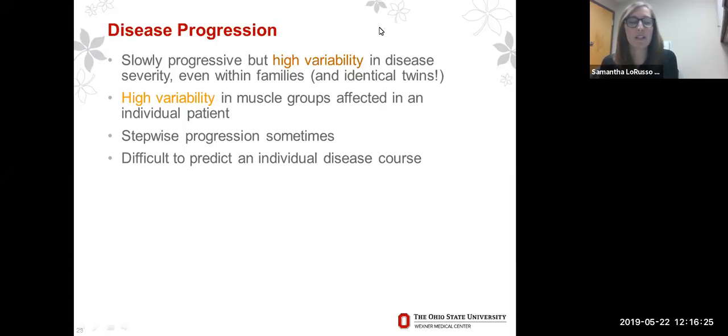And then also I wanted to point out that although we consider this a very slowly progressive disease, often patients and physicians notice sometimes a stepwise progression, meaning that patients can feel like they're doing fine for over a year, and then all of a sudden feel like a muscle just gets weak pretty quickly over a period of weeks or months.